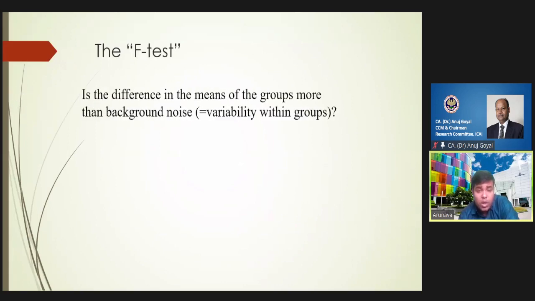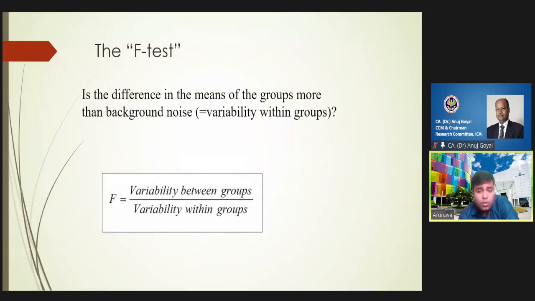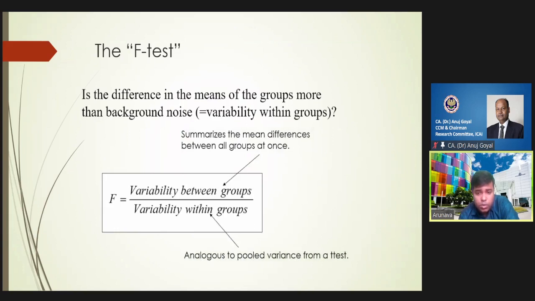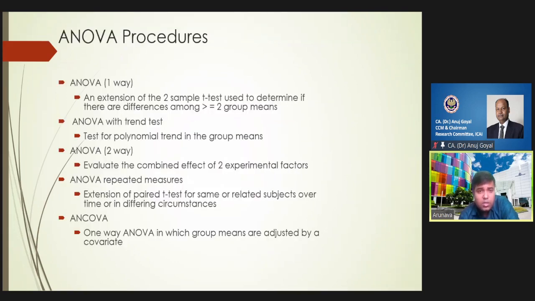And what is the F test? It is the difference in the means of the groups. ANOVA is done using the F test, where the F value is calculated as the variability between the groups divided by the variability within the groups, right? And from here, we use the variances to find out whether these things are the same or not.